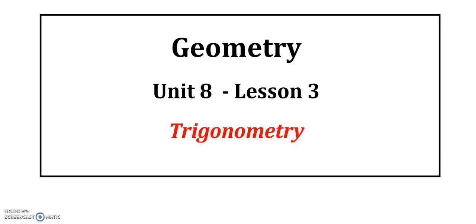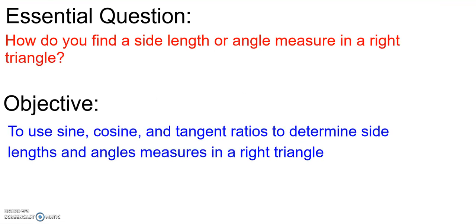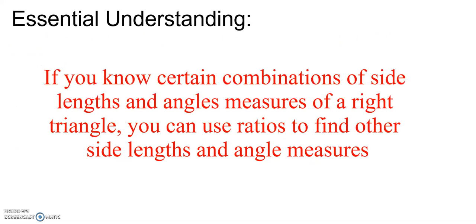Rizzy coming at you with Unit 8, Lesson 3, Trigonometry. Our essential question: how do you find a side length or angle measure in a right triangle? And our objective is to use sine, cosine, and tangent ratios to determine side lengths and angle measures in a right triangle. Our essential understanding is that if you know certain combinations of side lengths and angle measures of a right triangle, you can use trigonometric ratios to find other side lengths and angle measures.